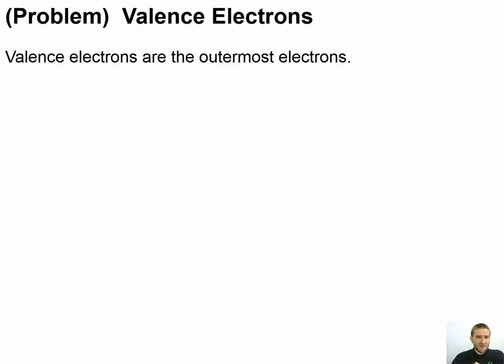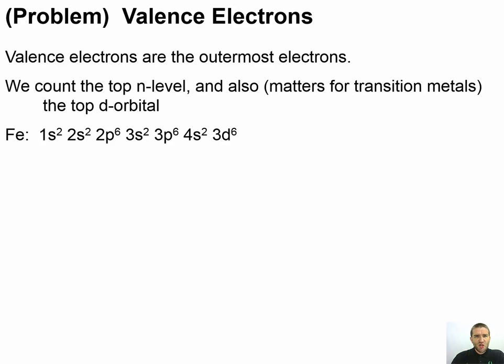But there's a bit of nuance to that, especially when we get to transition metals. So when we're counting valence electrons, we're going to count our top n level, and especially with transition metals, this will matter, our top d orbital. Now let me focus in on why.